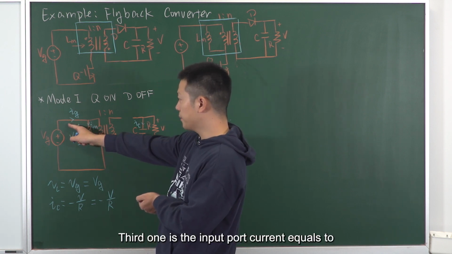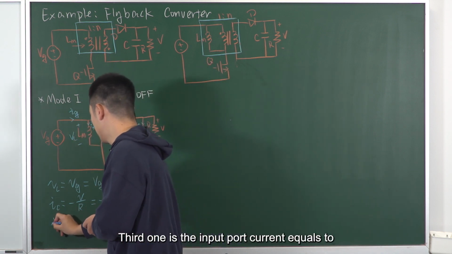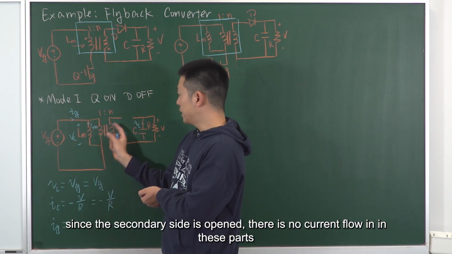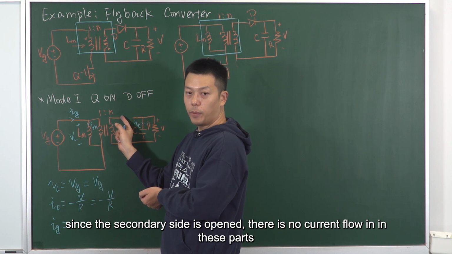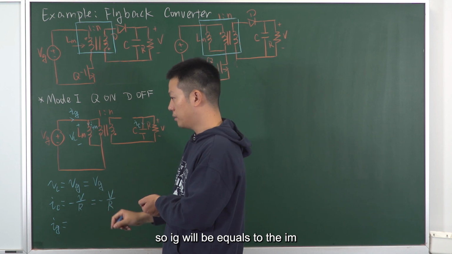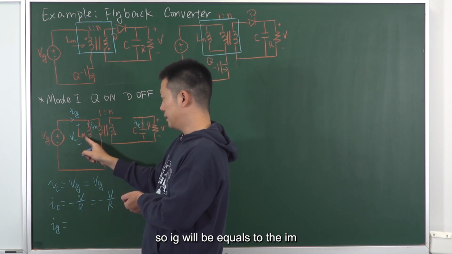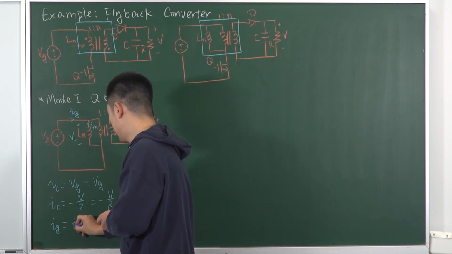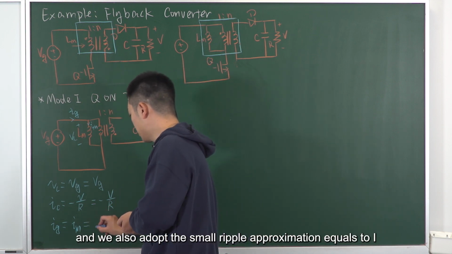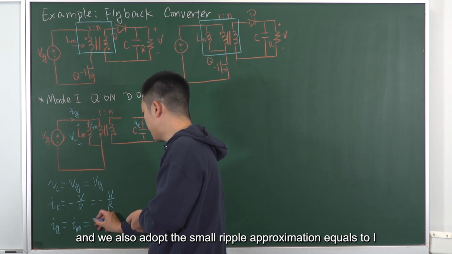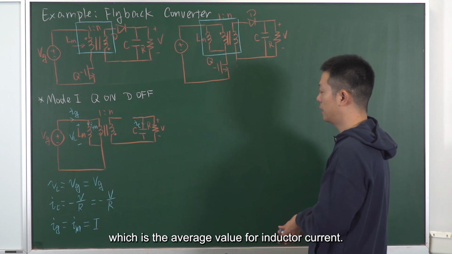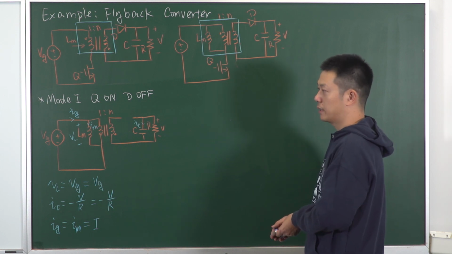Third one is the input port current. Since the secondary side is open, there is no current flowing in these parts, so Ig will equal Im. And we also adopt the small ripple approximation. This equals I, which is the average value of the inductor current.